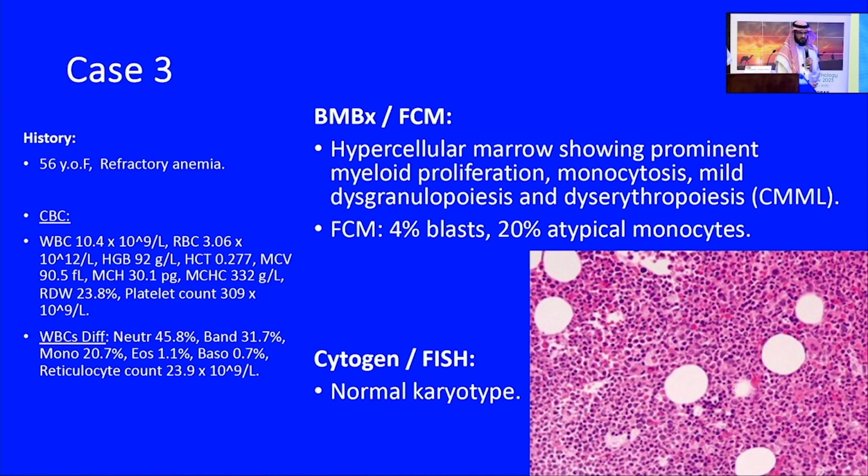Next, this is a 56-year-old with refractory anemia. CBC shows clearly there is anemia, platelet count and white blood cells are within normal range, no increase in blast. The bone marrow shows hypercellular bone marrow with prominent myeloid proliferation, monocytosis, mild dysgranulopoiesis, and dyserythropoiesis. So the suggestion of the diagnostic morphology is CMML, chronic myelomonocytic leukemia, and FISH was normal.